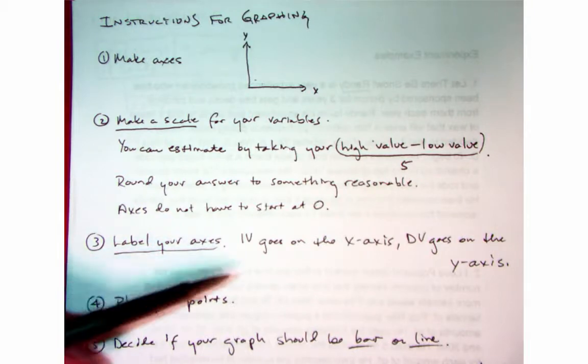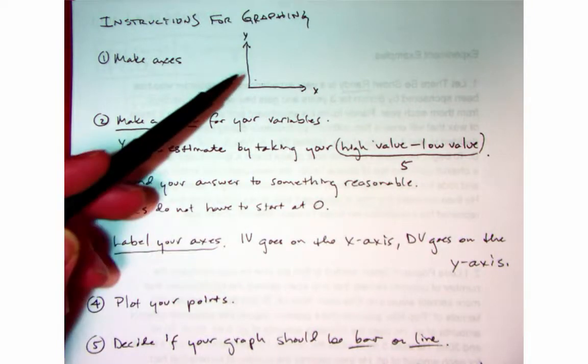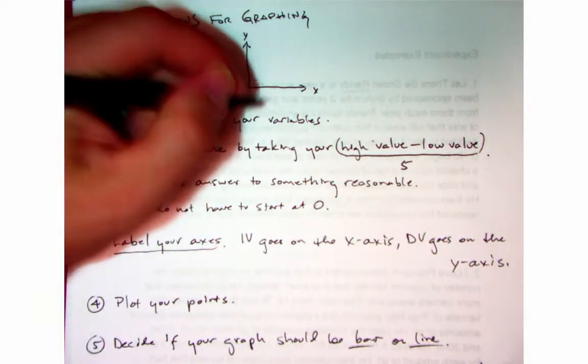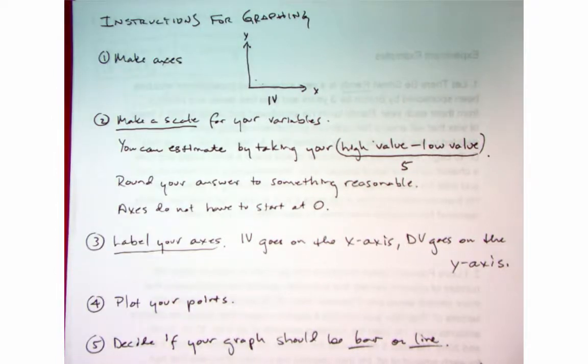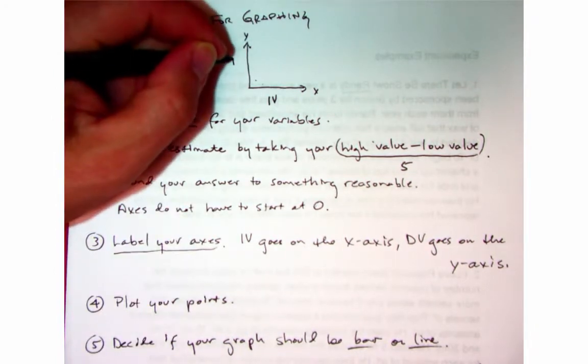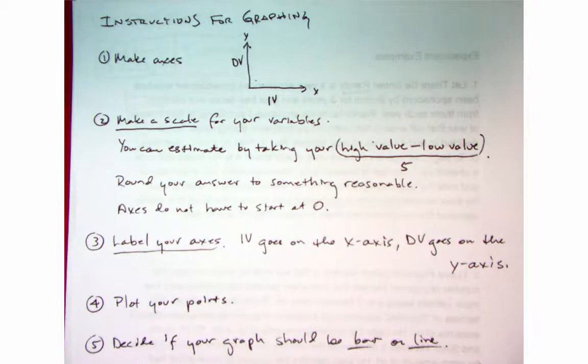All right, step 3, label your axes. So our independent variable always goes on the x-axis. So our independent variable will go down here, and our dependent variable always goes on the vertical axis, the y-axis. Now we don't put IV and DV, we put down what those things actually are.